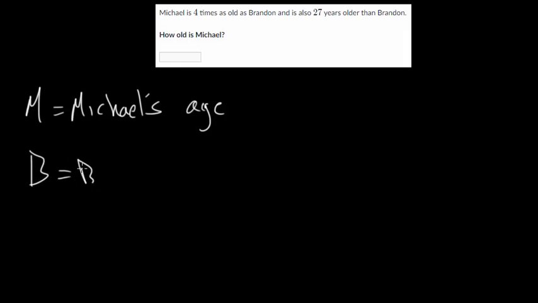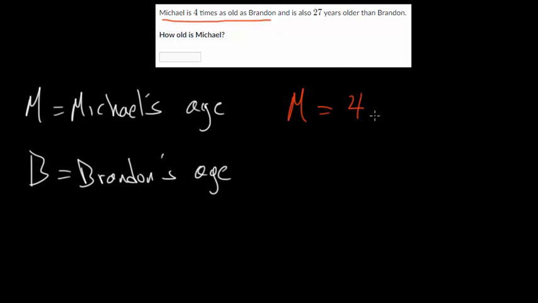So let's say that M is Michael's current age. I'll just write Michael's age, but you can assume that it's the current one. And B can be Brandon's age. And again, it's the current age. So let's start with this first piece of information. Michael is 4 times as old as Brandon. So here we can say that M for Michael is our equal sign, 4 times as old as Brandon. So 4, and then we have multiplication because of times, and then that's Brandon's current age.